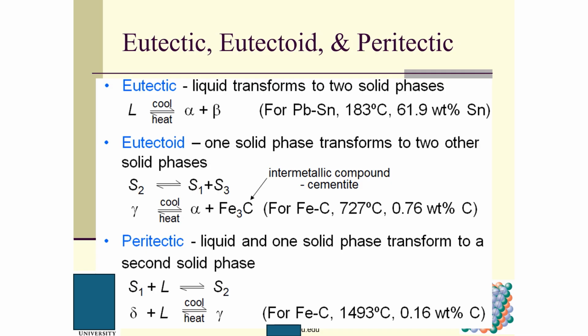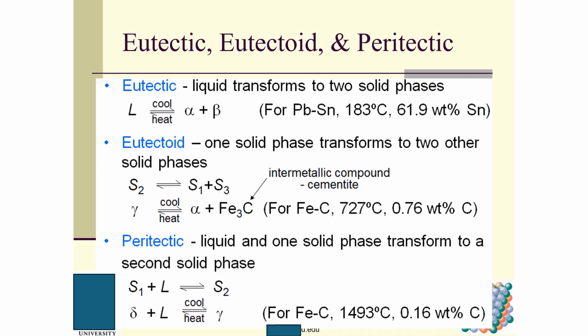And the third one is peritectic: liquid and one solid phase transform to a second solid phase. Solid plus liquid equals another solid. And for this iron and carbon phase diagram, at this very, very high temperature, with this composition, we will have a peritectic reaction. Solid plus liquid equals another solid. Questions regarding this slide?